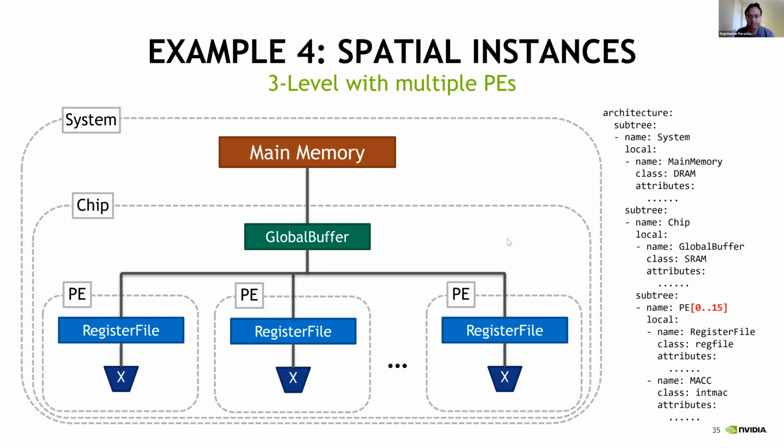And the way to represent that in the YAML is really, really simple. What you can see here is the only thing that you need to change relative to the prior architecture description, which is you just need to instantiate an array of PEs. Timeloop infers everything else.